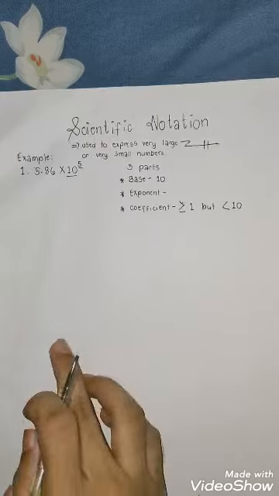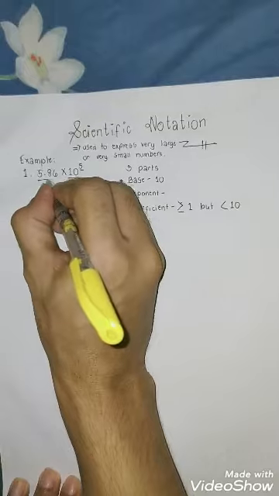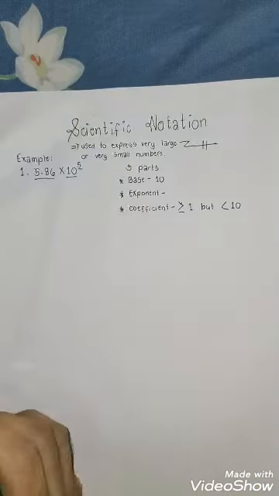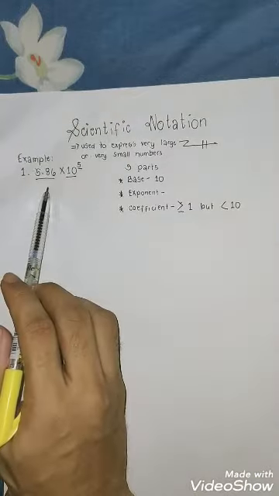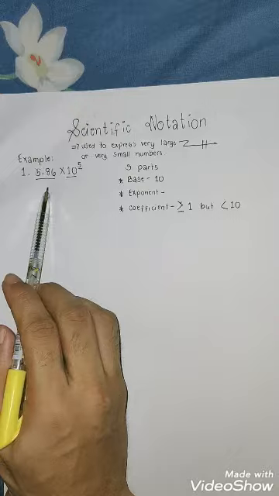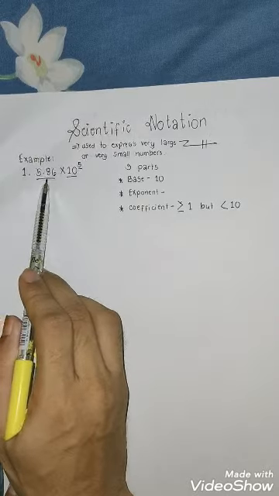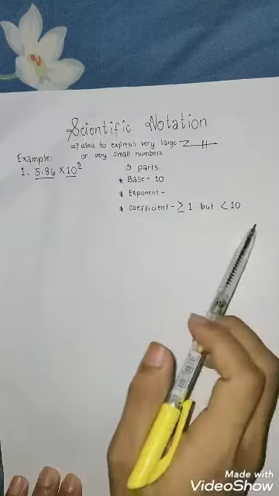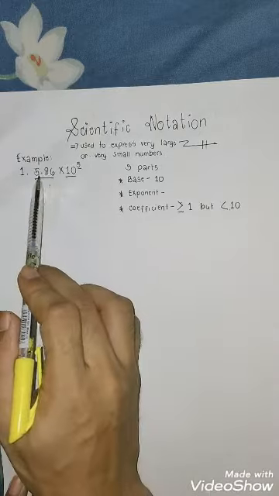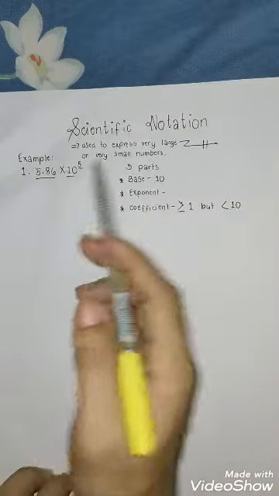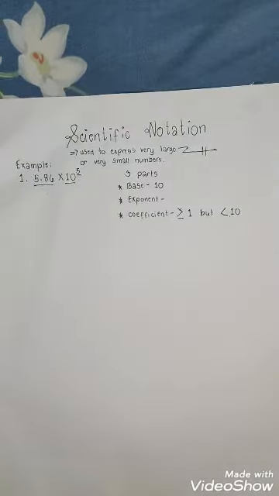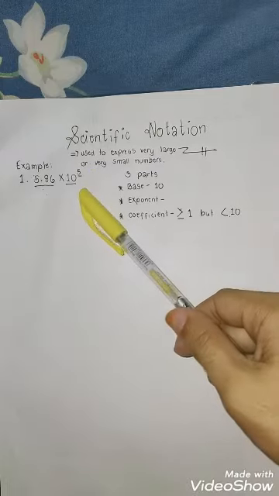So as you see from the given, so we have 5.86. So yung 5.86 ang tinatawag nating coefficient. As you see, mas malaki yung 5.86 sa 1 pero mas maliit siya sa 10. So kaya ang tawag sa kanya ay coefficient. Okay, let's proceed to our example.